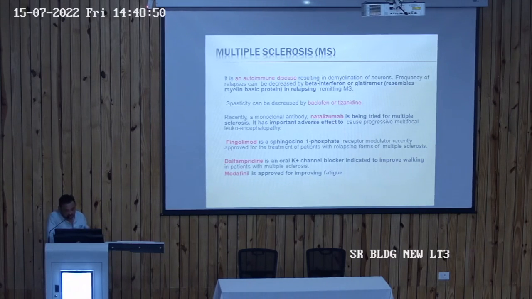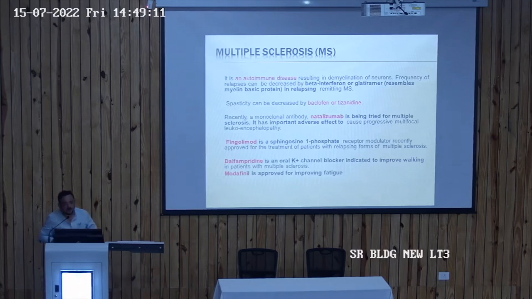What we give? We give beta interferon or glatiramer. It is a myelin basic protein. It resembles it. और baclofen वगैरह spasticity के लिए दे सकते हैं.